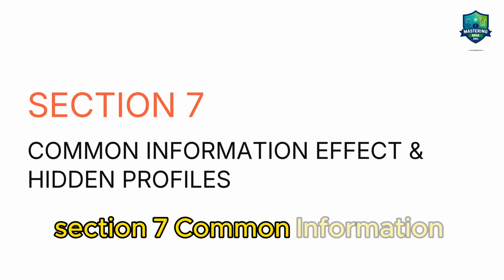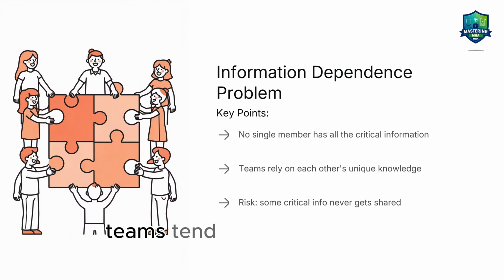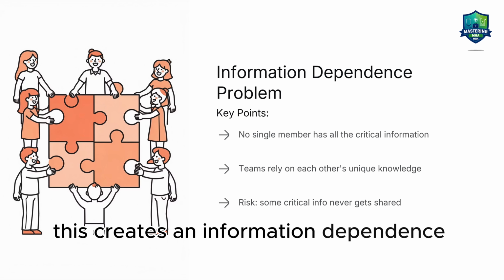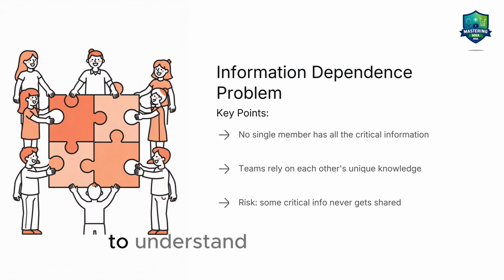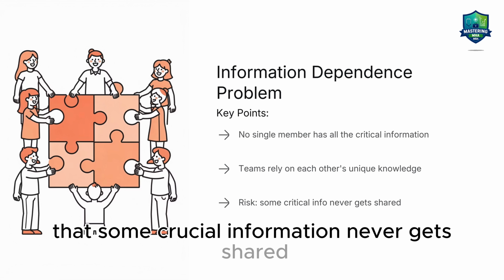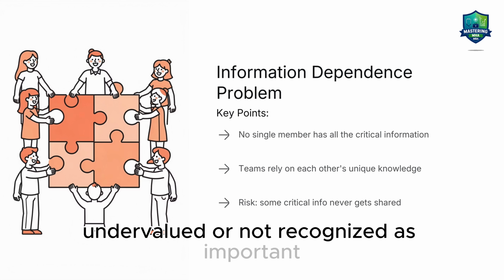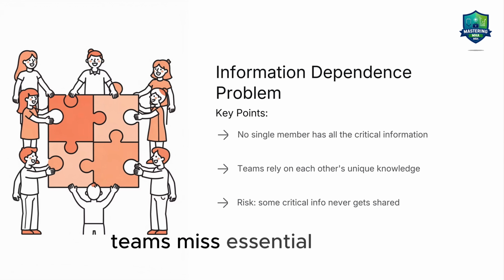Section 7. Common information effect and hidden profiles. Information dependence problem. Teams tend to rely heavily on information that different members hold, and no single member ever has all the critical information. This creates an information dependence problem. Team members must rely on each other's unique knowledge to understand the full picture. The risk is that some crucial information never gets shared, either because it is overlooked, undervalued, or not recognized as important. Without integrating every member's unique piece, teams miss essential insights.